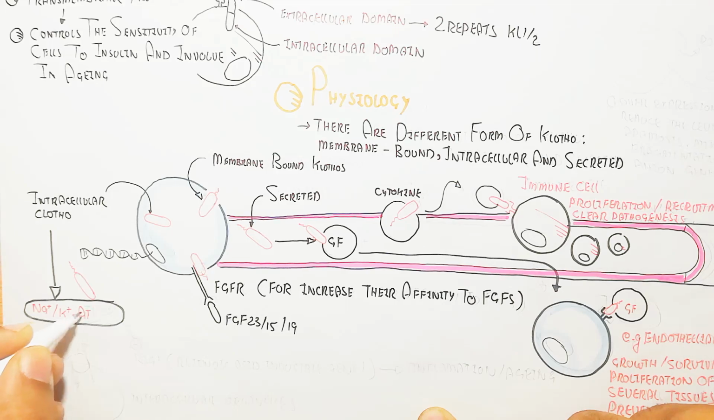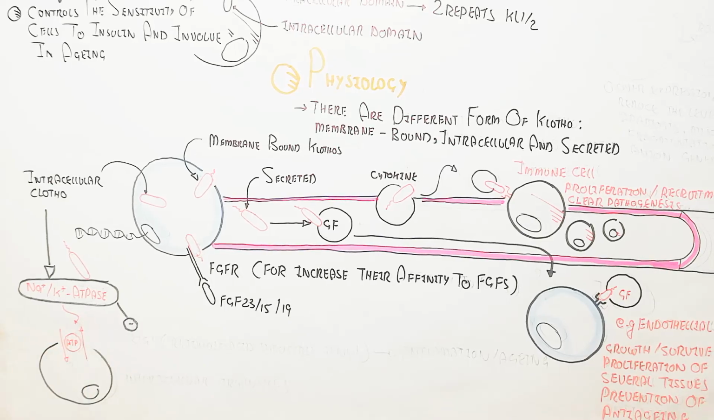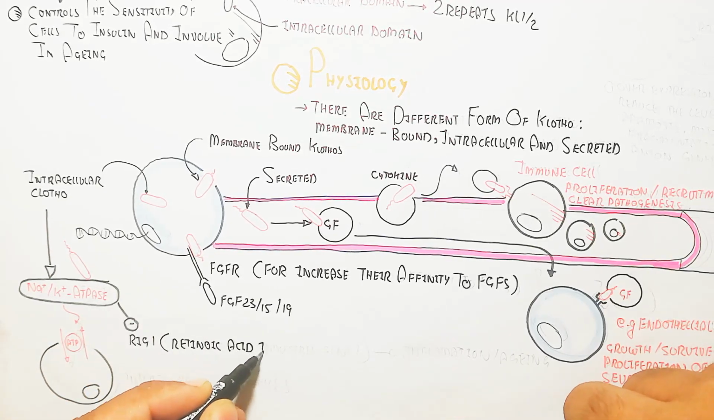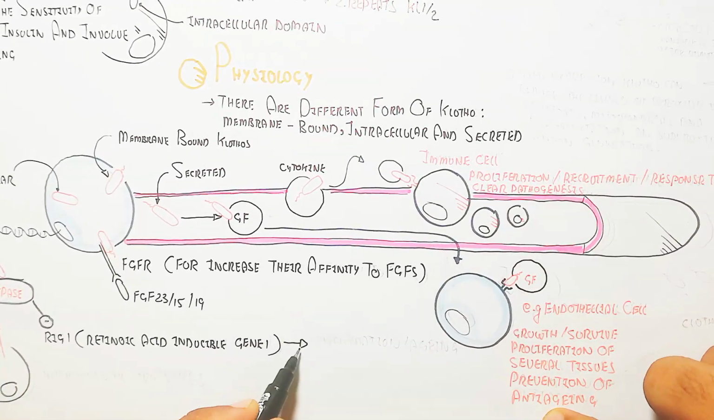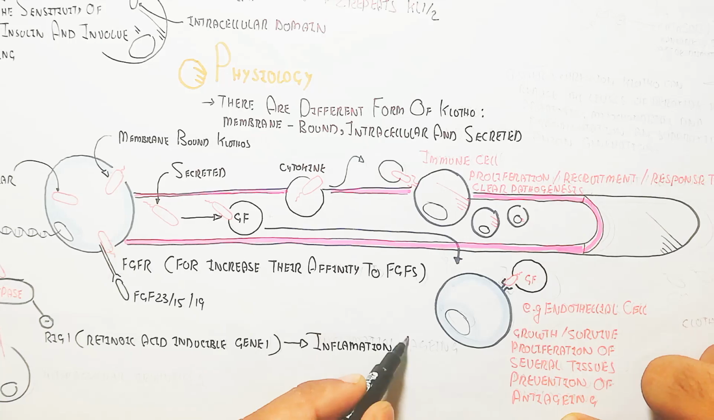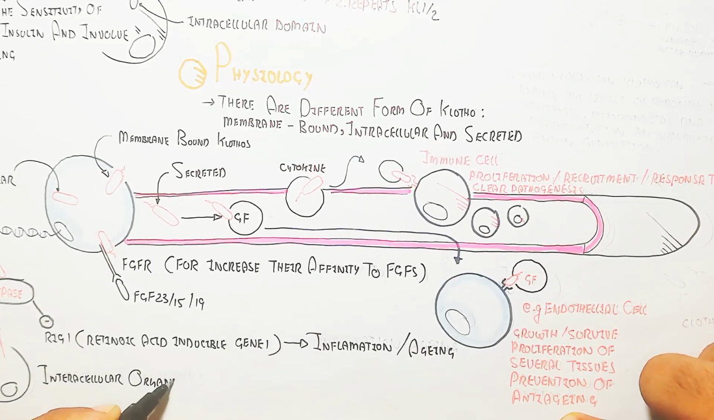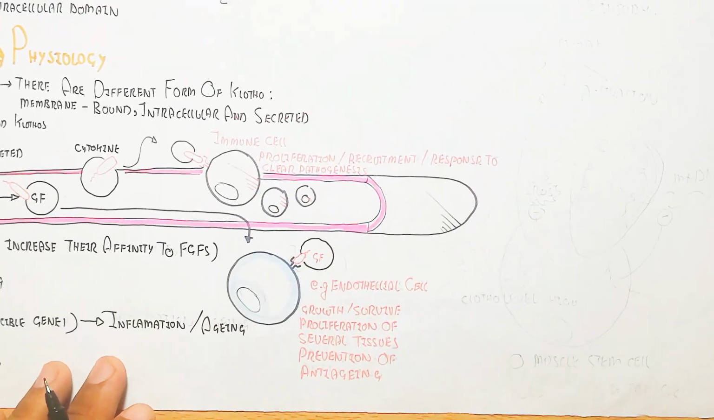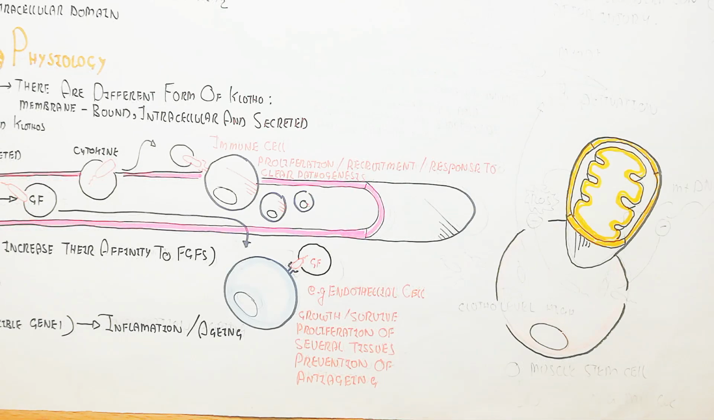On the other hand, intracellular Klotho is important for the sodium potassium ATPase pump, which regulates potassium and sodium inside and outside of the cell. It also inhibits RIG1, the retinoic acid inducible gene 1, which leads to inflammation and aging. In this way, inflammation and aging will be inhibited.